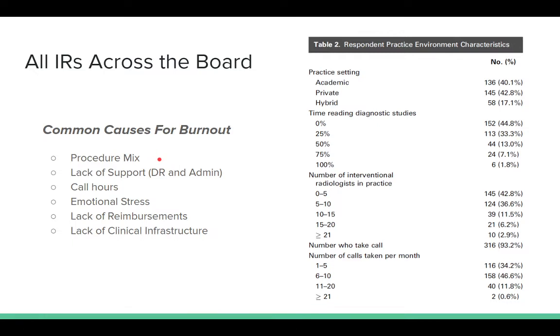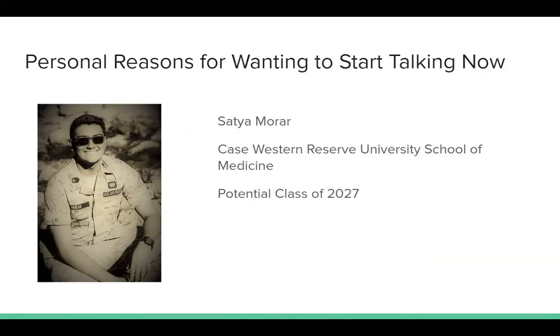Lack of having a procedure mix that you've seen in fellowship, lack of support from your diagnostic colleagues or the administration, call hours, emotional stress, lack of reimbursement structures, getting told that you are constantly doing procedures that are not reimbursing enough, and lack of a clinical infrastructure, whether there's a clinic.